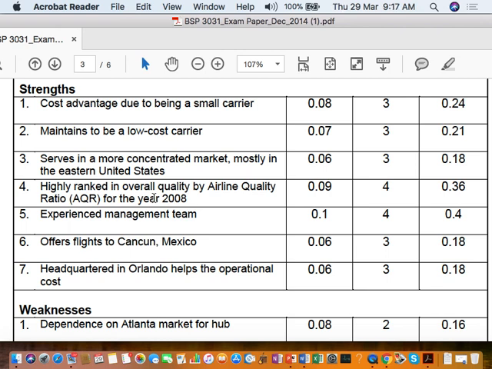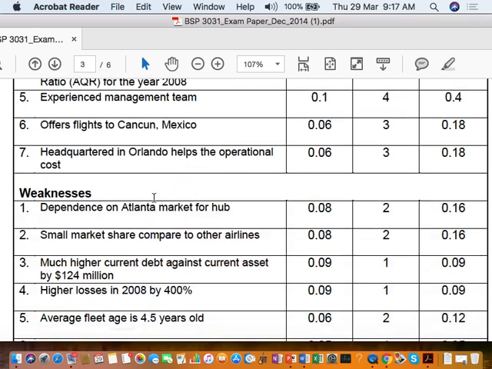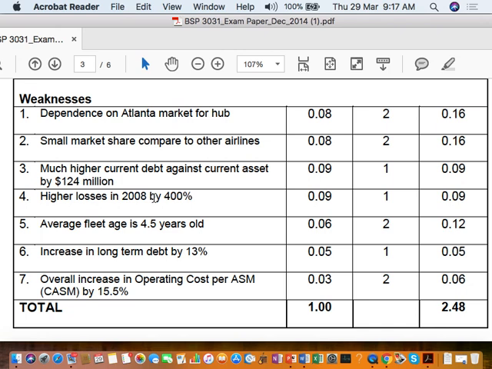It is a major strength because there is a 4 rating. And then we look at number 4, highly ranking overall quality. It is also a major strength. And then we look at the weaknesses. What do the weaknesses tell you? What are the two most important?